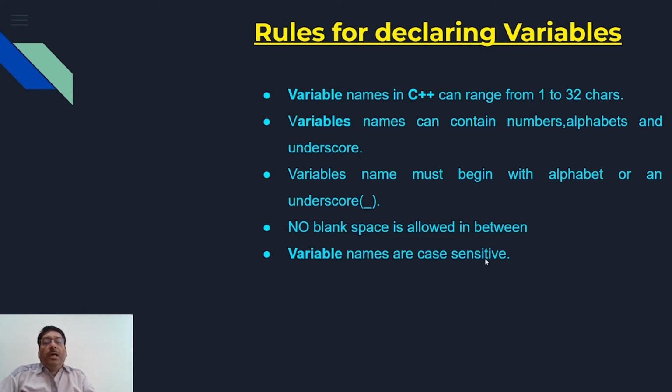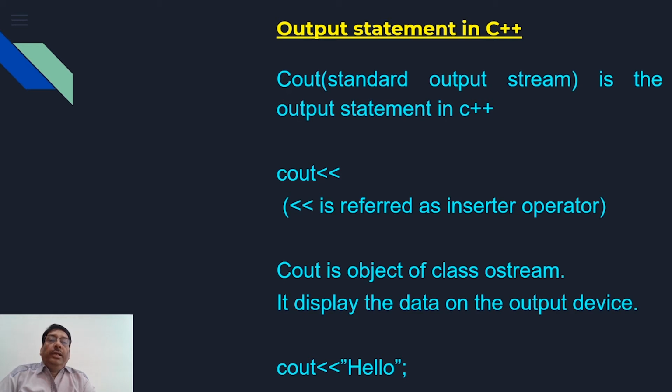Variable names are case sensitive. So if I write NAME as a variable in capital letters, then everywhere in my program I am supposed to use it as capital letters only. If I use it in small case, it is going to be a different variable than what I have declared in capital letters. So these are the various rules that we need to follow whenever you go for variable declaration.